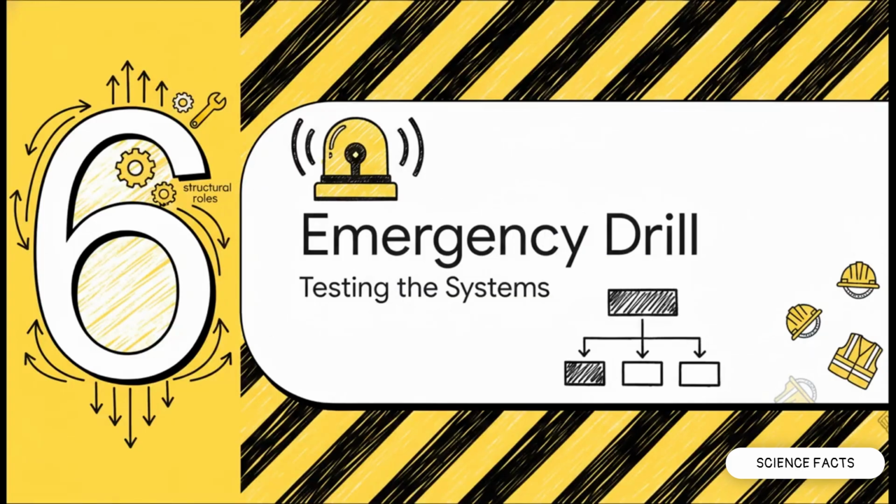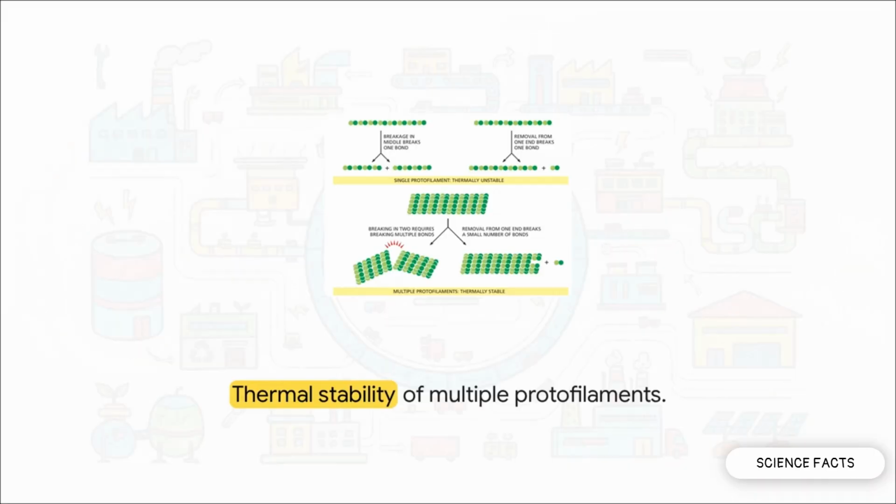Section 6. Emergency Drill and Trainee Quiz. Let's test the systems. Attention on the floor. The safety alarm is sounding. Let's see what you trainees have actually learned about our structural roles and hazard protocols. First, imagine an emergency scenario, a severe OSHA violation on the factory floor. What happens when transport tracks fail?